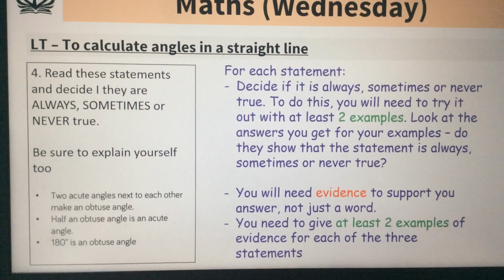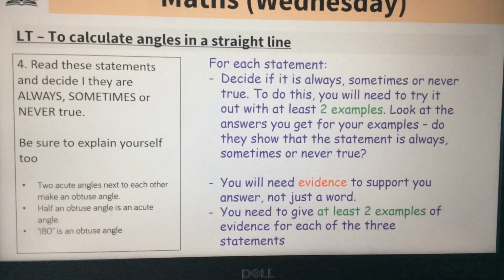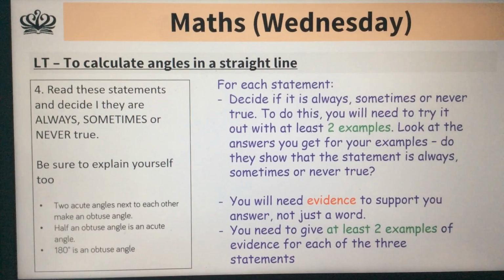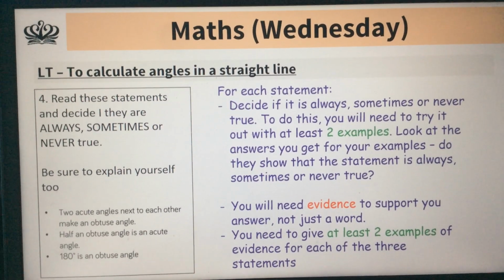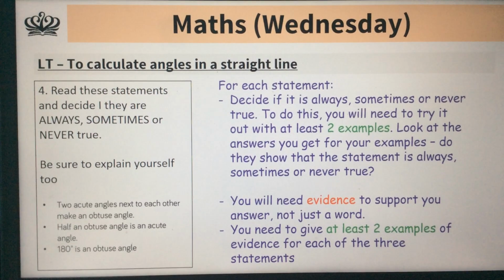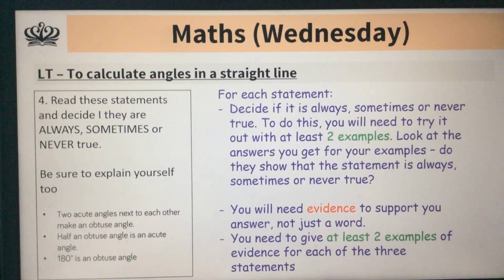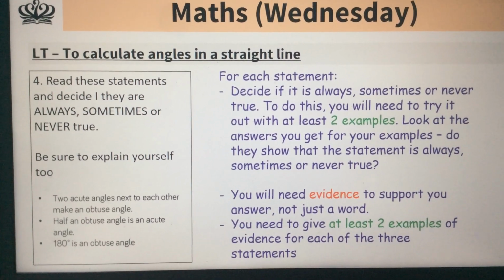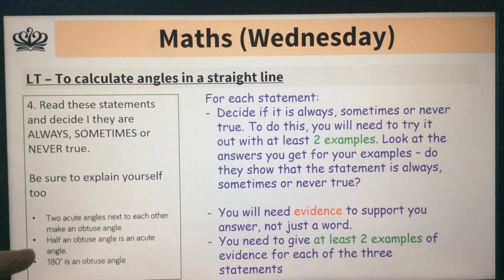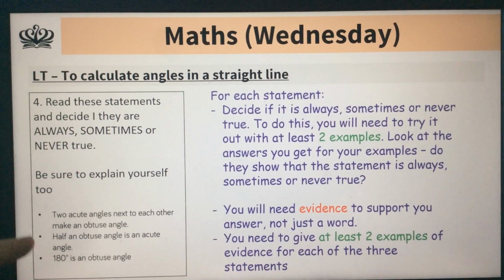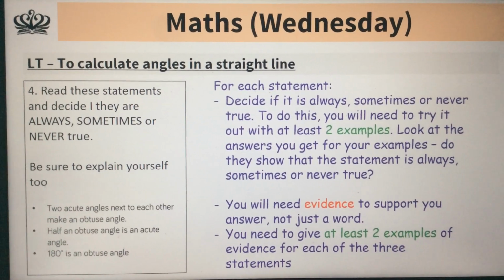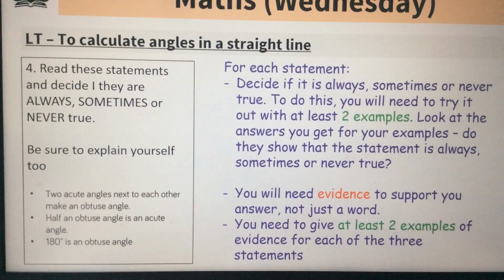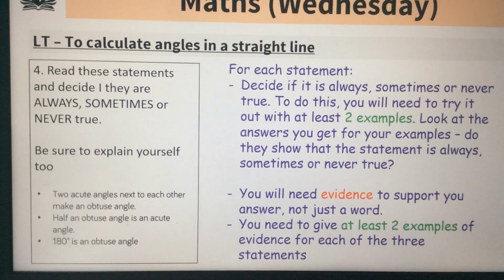Right, this is a really lovely question. I'm just going to go through it with you so that you know what your answer should look like. It's got three statements. It says, read these statements and decide if they are always, sometimes, or never true. So you've got three different statements to do here, three bits of the question. This is really important. Be sure to explain yourself too. So the first one says, two acute angles next to each other make an obtuse angle.